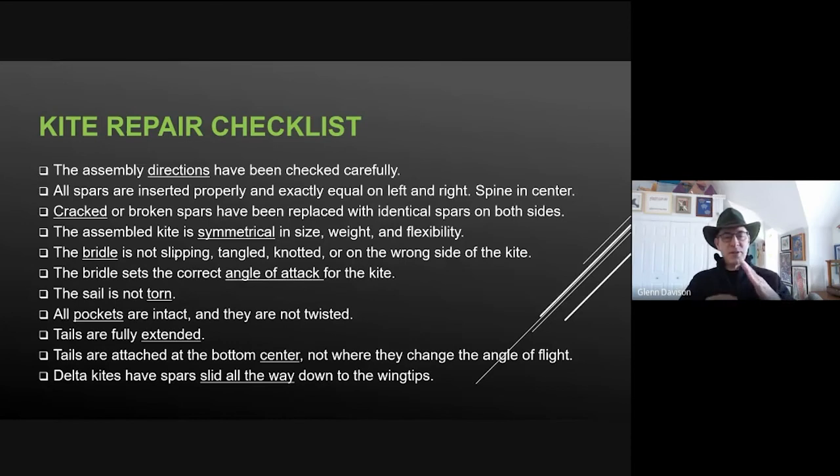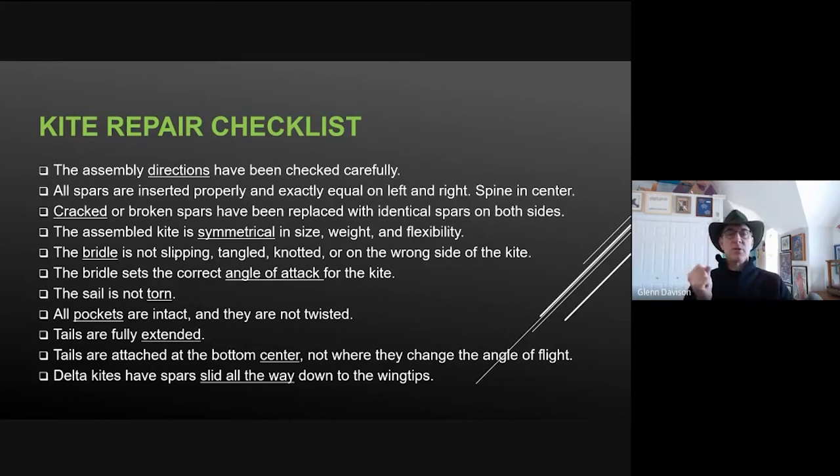Now, the bridle sets the correct angle of attack of the kite, so that might be something that you need to adjust. Make sure the sail's not torn. That's pretty obvious. Make sure that the pockets themselves are intact and they're not twisted. I had a pocket that was folded and then creased very heavily. So the crease in the pocket weakened the fibers, and the stick pushed through that, and that was actually repeated on other kites that were built that way.